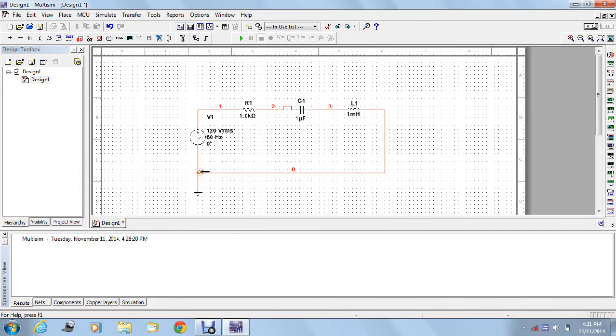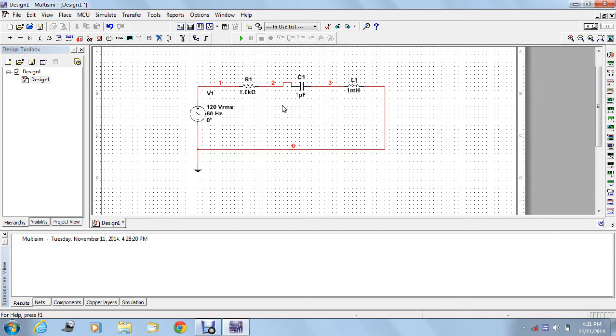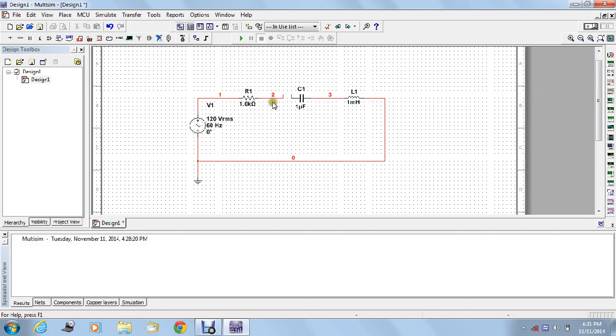So this is your zero potential, or zero node. This is your first node, second point, third point. This is your series resonant circuit. Now we want to edit the values of the circuit according to our convenience. If you want to zoom this circuit, you can zoom.